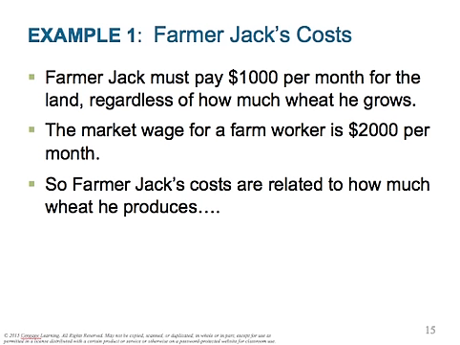So in example 1, Farmer Jack's cost: Farmer Jack must pay $1,000 per month for the land, say he's renting the land, regardless of how much wheat he grows. So that's a fixed cost. The market wage for a farm worker is $2,000 a month. All right. So Farmer Jack's costs are related to how much wheat he produces.